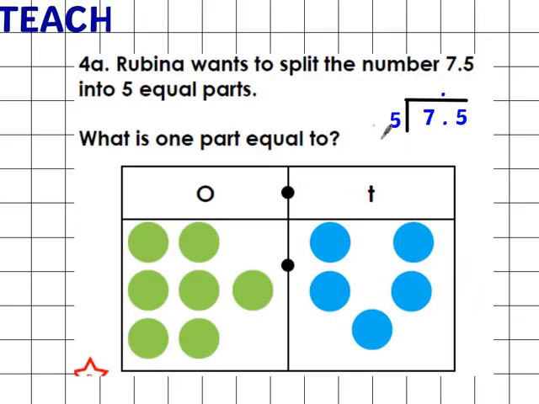Next one, Rabina wants to split the number 7.5 into 5 equal parts. What is one part equal to? So again, our divisor is 5 equal parts, and our total number is 7.5. So how many 5's are in 7? We've got 1. And we've got a remainder 2. So when we've got our remainder, we make it into 25. How many 5's are in 25? We have got 5. So 1.5. 1, 2, 3, 4, 5.